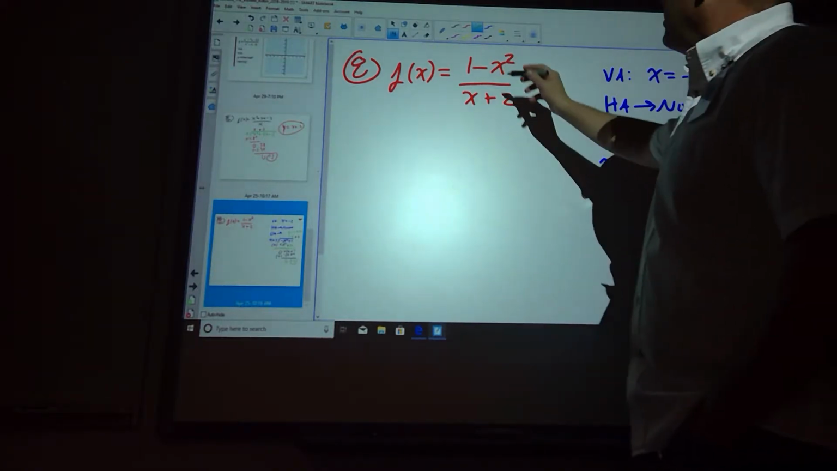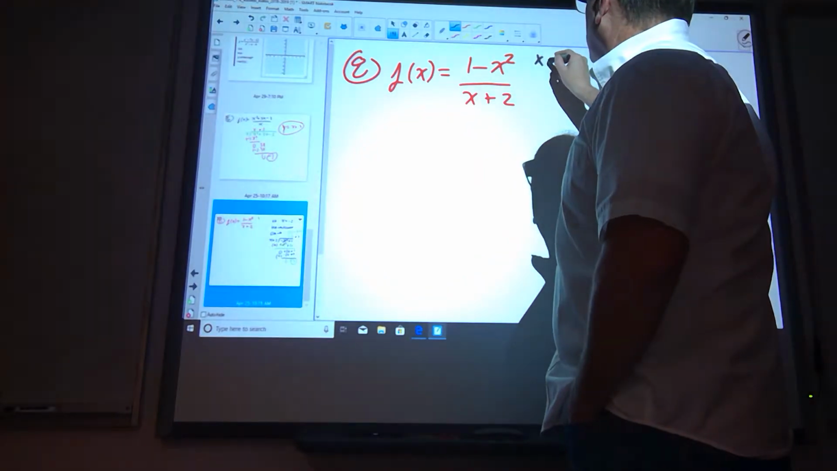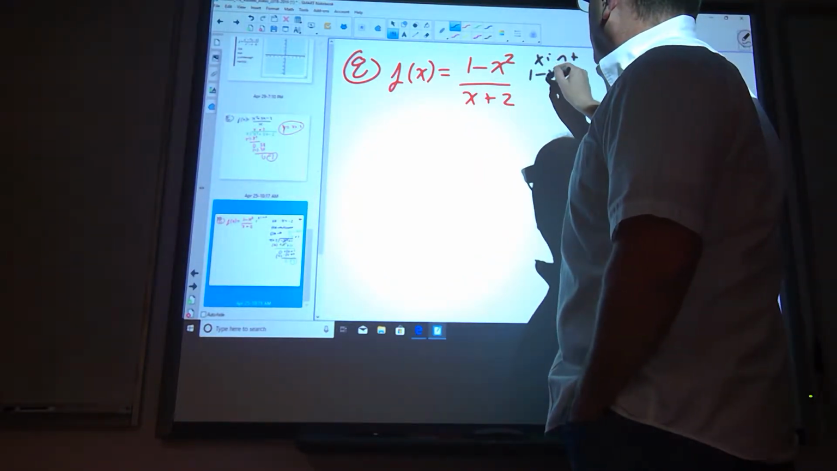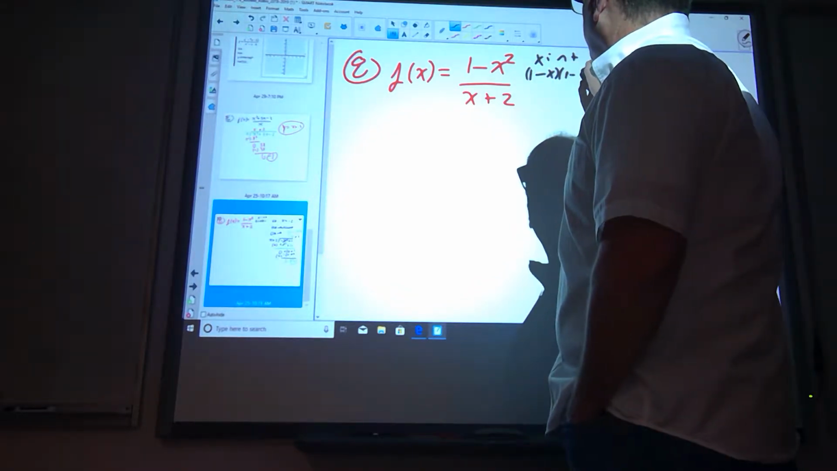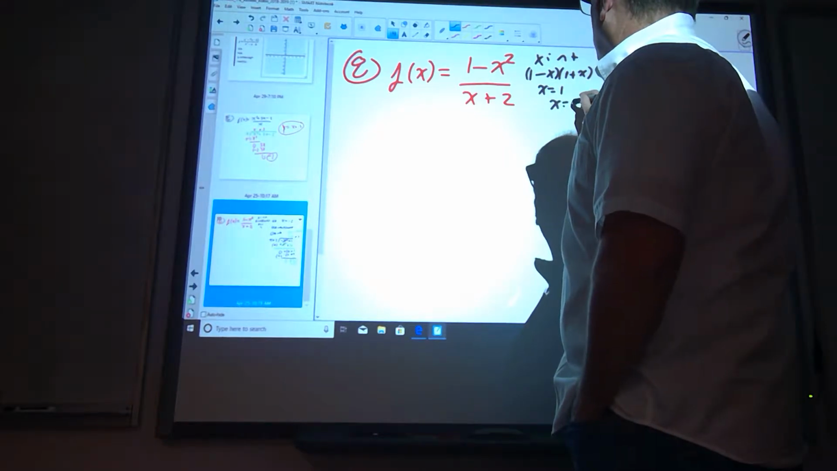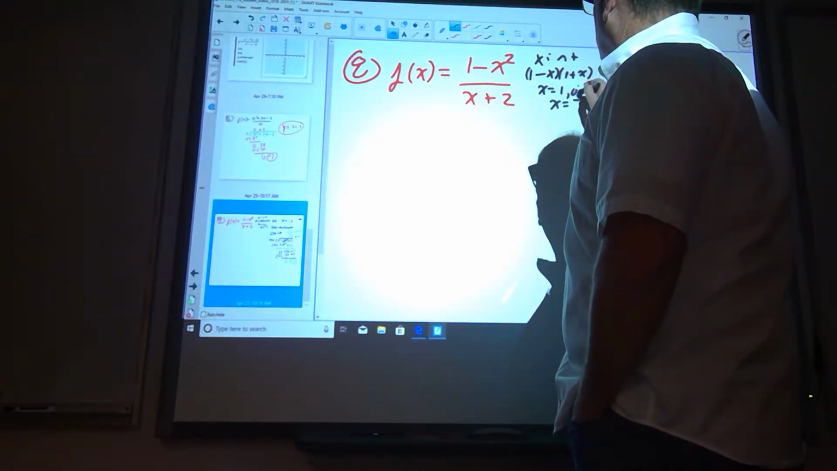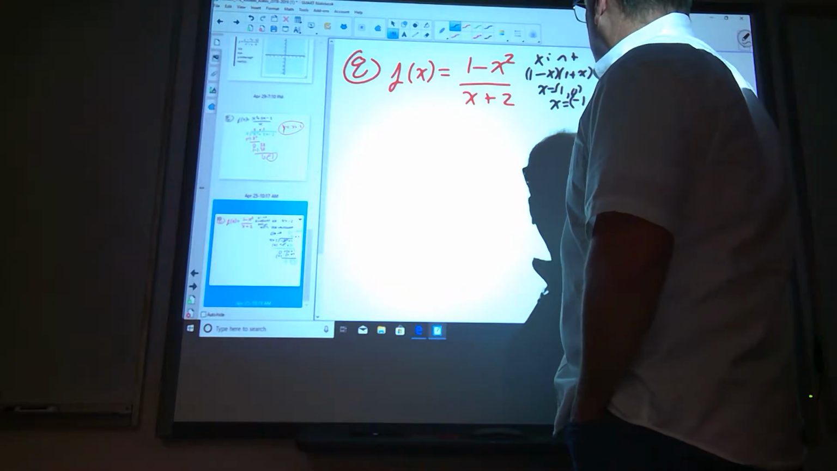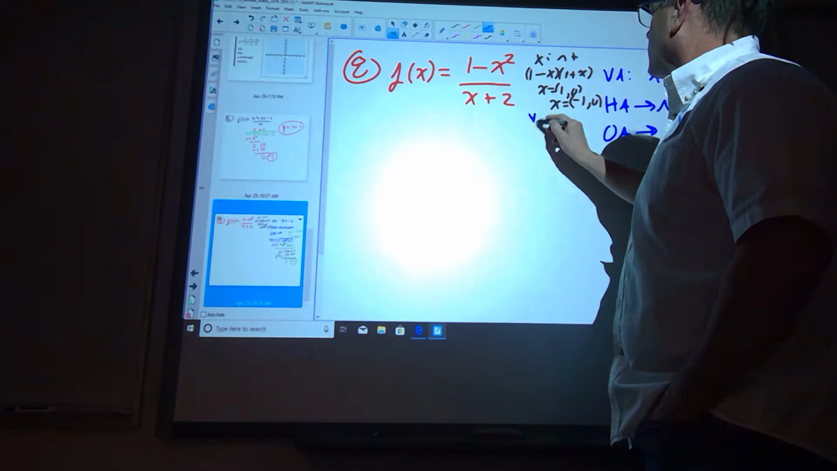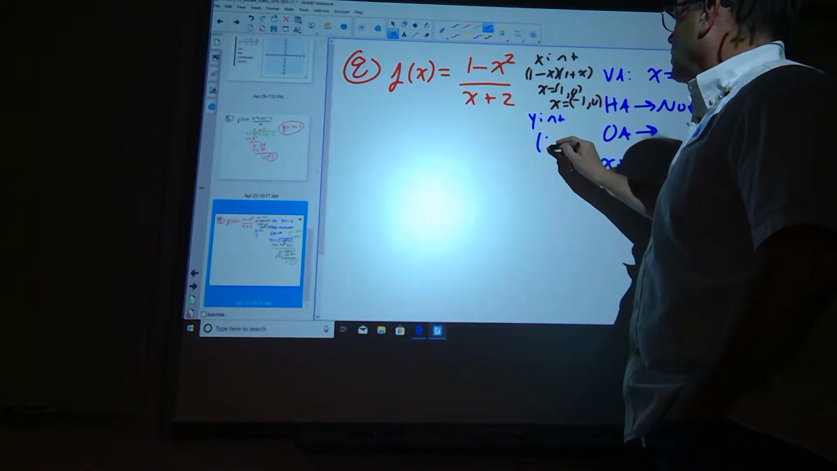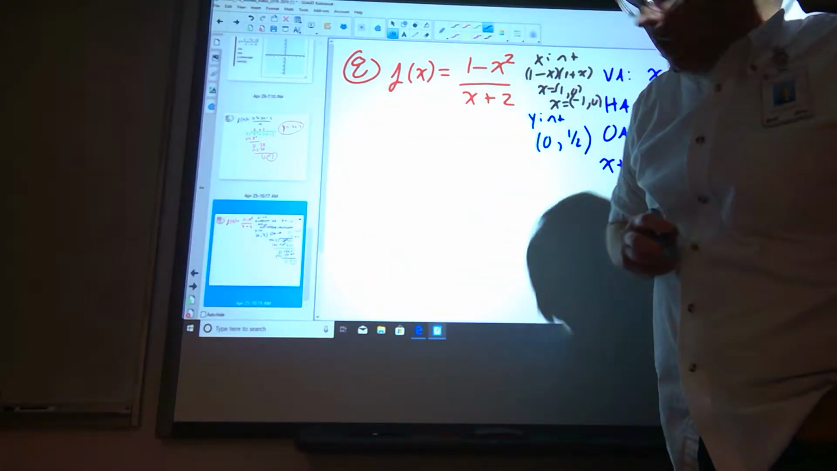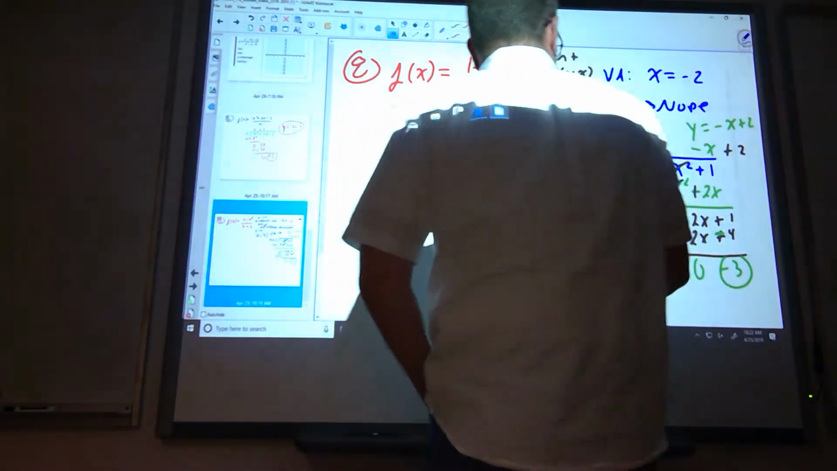Let's see. X-intercepts. X-intercepts, they do indeed take place. That's the difference of 2 squares. That becomes 1 plus x, 1 minus x. And so I get x equals 1, x equals -1. So there's my x-intercepts. And y-intercept, plug in 0 for x. So I get 1 over 2.